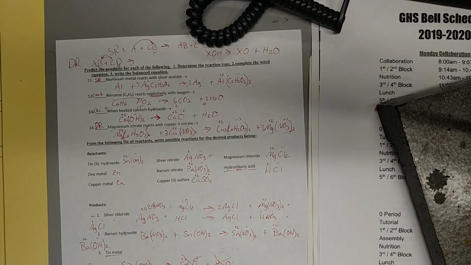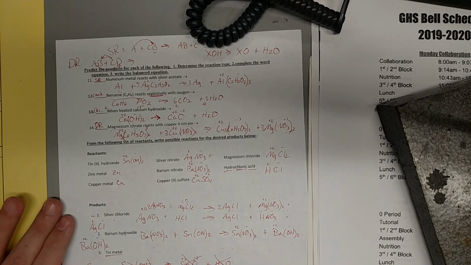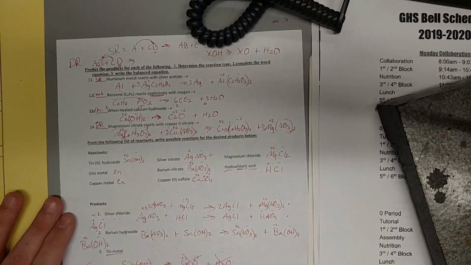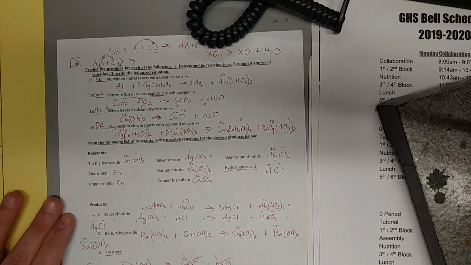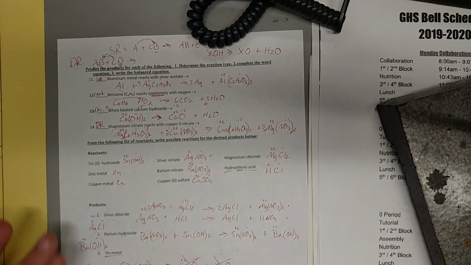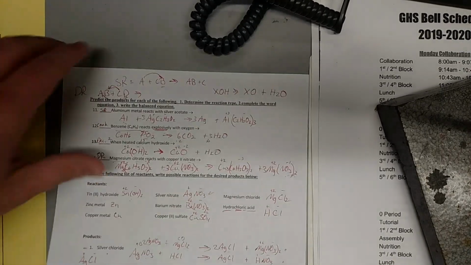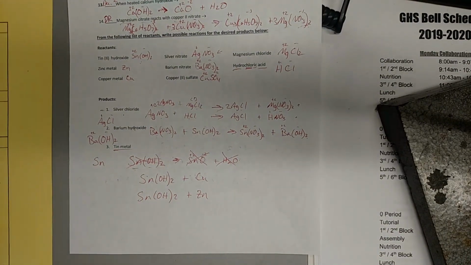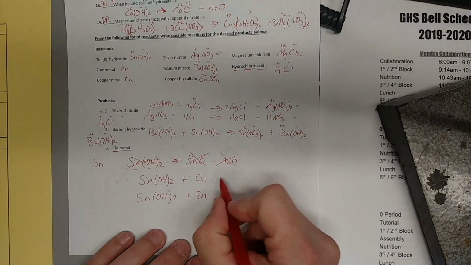So we're going to have to do a single replacement. Decompositions can produce elements and single replacement reactions can produce elements. So we're going to need to do a single replacement. So we can either do this with copper or we can do this with zinc. Those are our two metals that we can do a single replacement with.